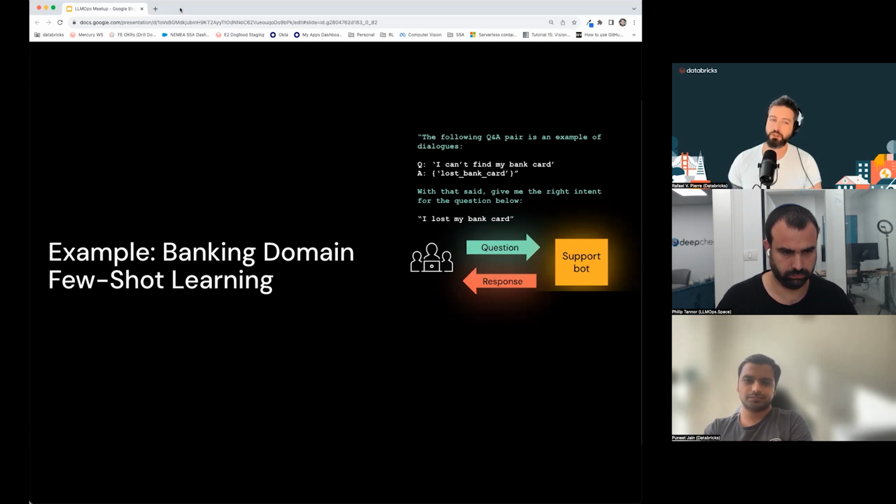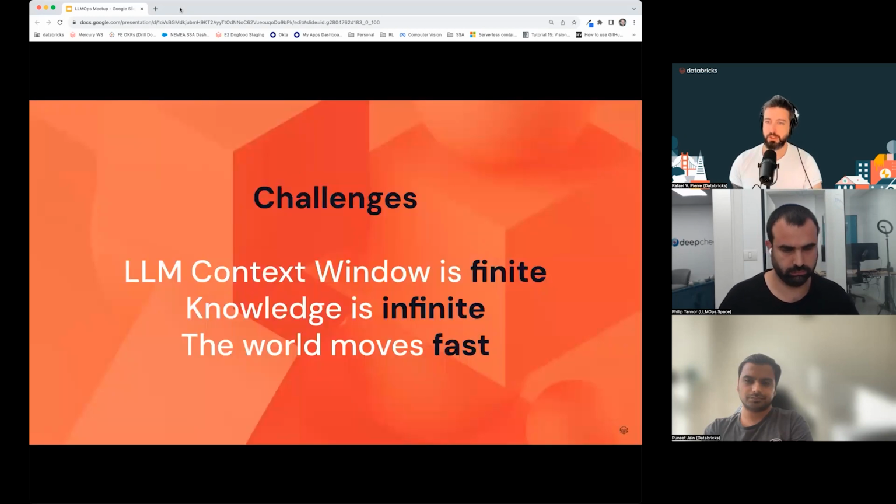So the idea of few-shot learning is we provide one or more examples to show the LLM what we exactly expect for these examples. And more often than not, the LLM understands that based on these examples, this is the right thing to say when we get a similar question to the examples we provided.